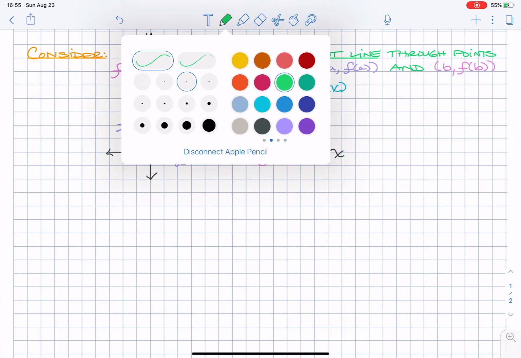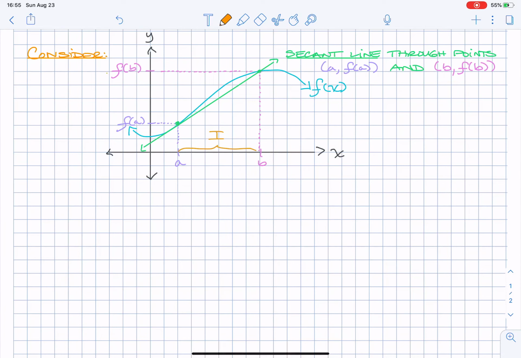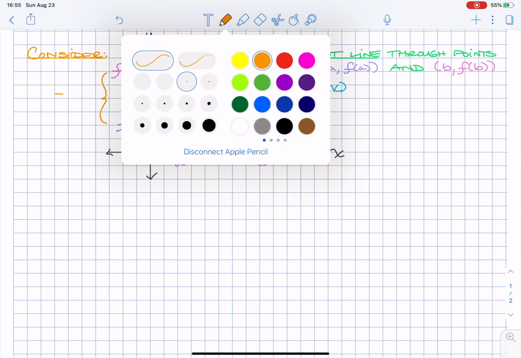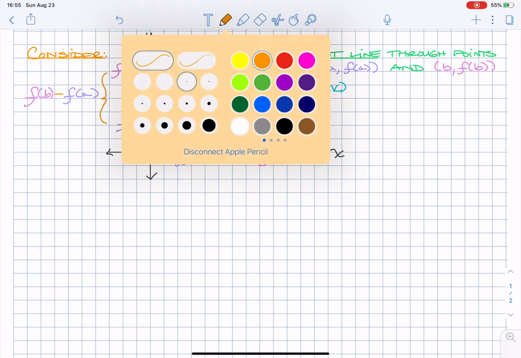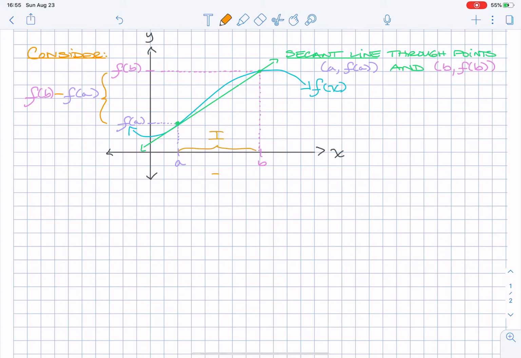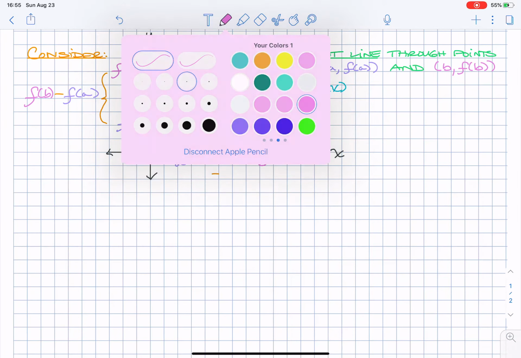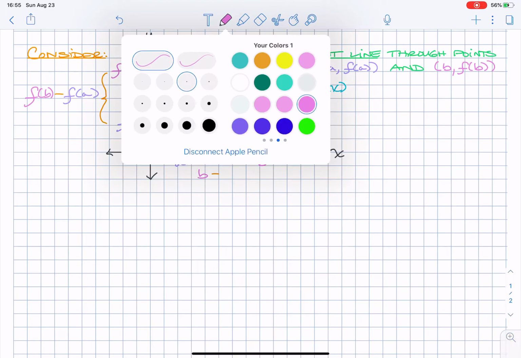Okay, now let's consider what is the distance here. I claim that this distance is going to be largest y value, f of B, minus smallest y value, f of A. So the distance between these two is their difference. Similarly, the distance on the x-axis is going to be the difference between the larger value b and the smaller value a.